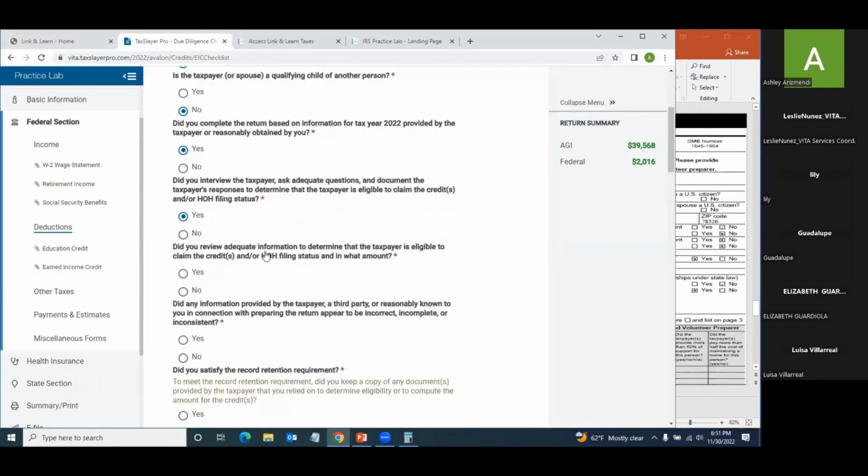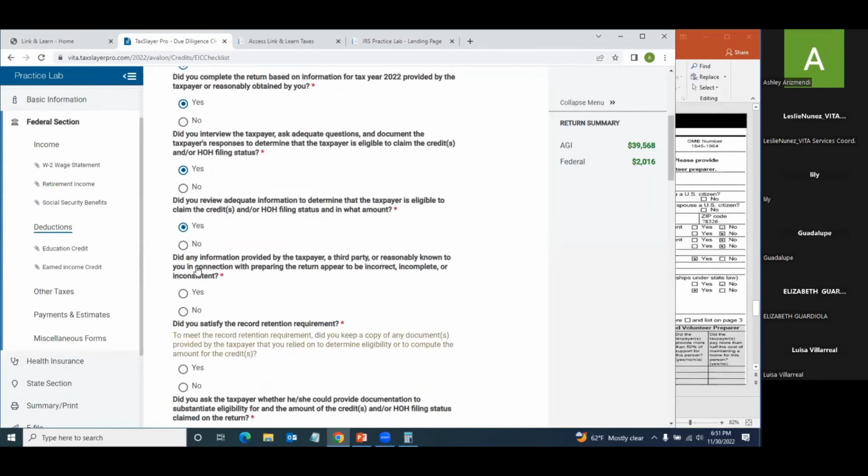Did you review adequate information to determine the taxpayer is eligible to claim the credits of household filing status and in what amount? Yes. Did any information provided by the taxpayer, a third party, or reasonably known to you in connection with preparing the return appear to be incorrect, incomplete, or inconsistent? So if we felt like the taxpayer was lying to us, of course, we would always reject the return. So we didn't fill it.